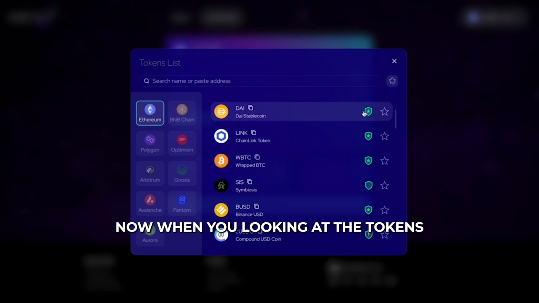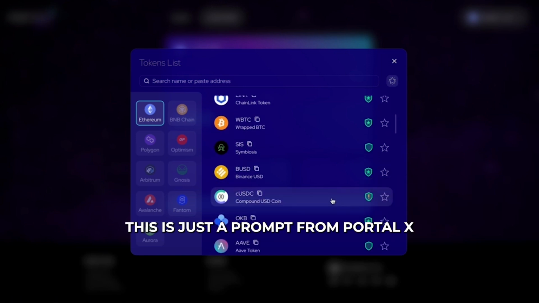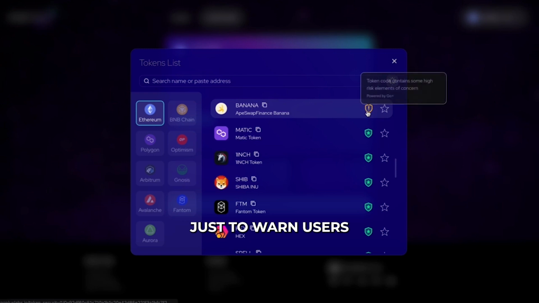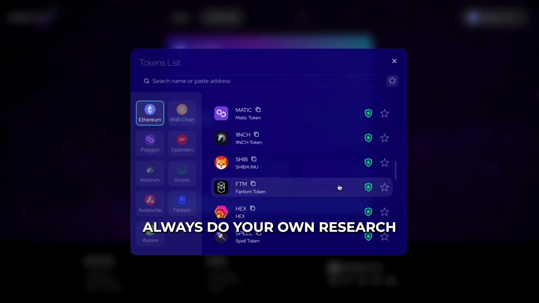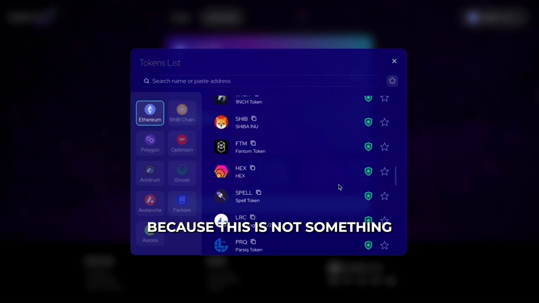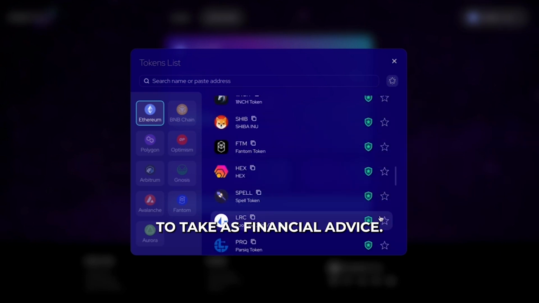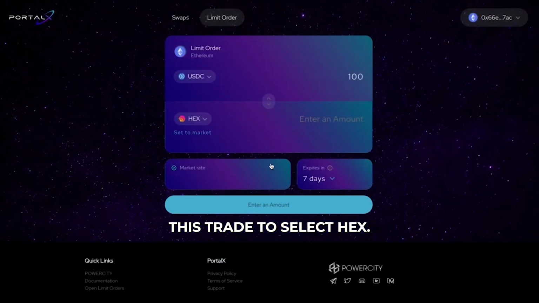When you're looking at the tokens that are available, you will see shields on the side. This is just a prompt from PulseX to warn users should there be any concerns for that token. Always do your own research, because this is not something to take as financial advice. So for this trade, we're just going to select HEX. Say we want to move out of 100 USDC into HEX.